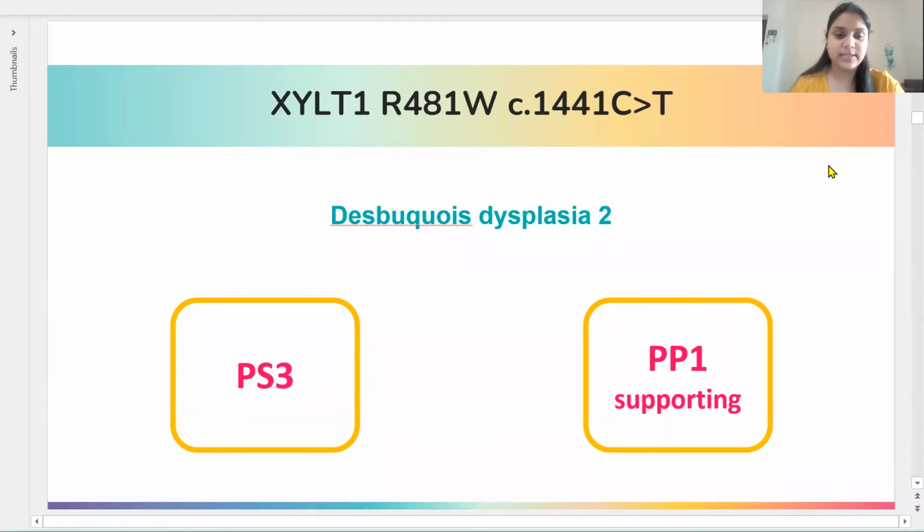So these are the ACMG and AMP guidelines based criteria that we have assigned this particular variant, PS3 and PP1 supporting. These were assigned based on all the literature that I have read on the back end. However, I have only shown a few examples for this particular variant, and I will do so for the other variants as well due to time constraint. But make sure to read all the literature for these variants so that you can get a comprehensive and holistic view of the criteria that can be allotted, or the information that is provided for these variants in the literature.